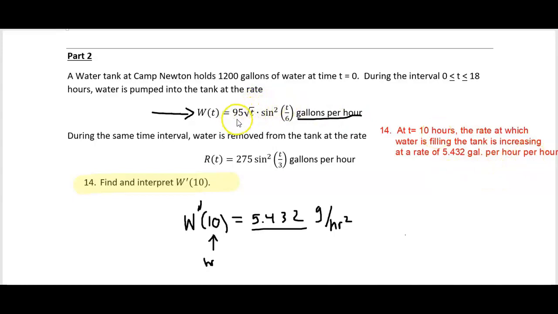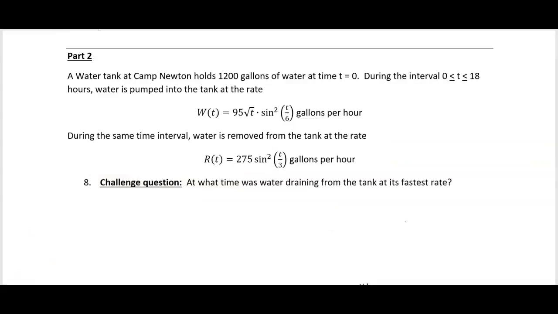There's a few different ways you could say it. But basically what this means is that, usually, water's pouring into the tank at a certain number of gallons per hour, but that water is coming in at a faster and faster rate. And so this is telling us how fast the rate itself is increasing. So the rate itself is increasing by 5.432 gallons per hour every hour at that exact point in time of t equals 10.